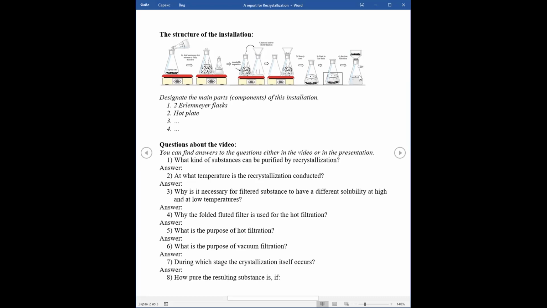You could also add the apparatus for vacuum filtration to this structure. There should be very little, in fact, labware for the second task. After that, you should answer some questions about the video, for the presentations. You can find them in the presentation or in the video itself. We already answered those questions in the previous class, so I will not stop to examine those questions.